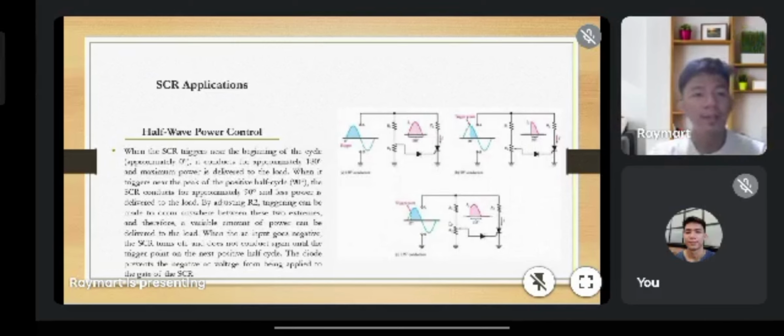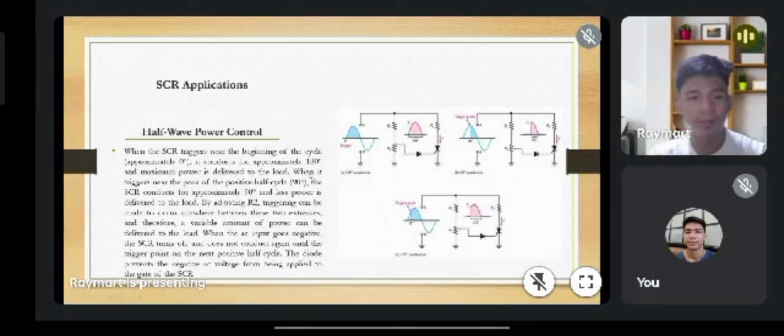When the silicon controlled rectifier triggers near the beginning of the cycle, approximately 0 degrees, it conducts for approximately 180 degrees and maximum power is delivered to the load. When it triggers near the peak of the positive half cycle, or 90 degrees, the silicon controlled rectifier conducts for approximately 90 degrees and less power is delivered to the load.